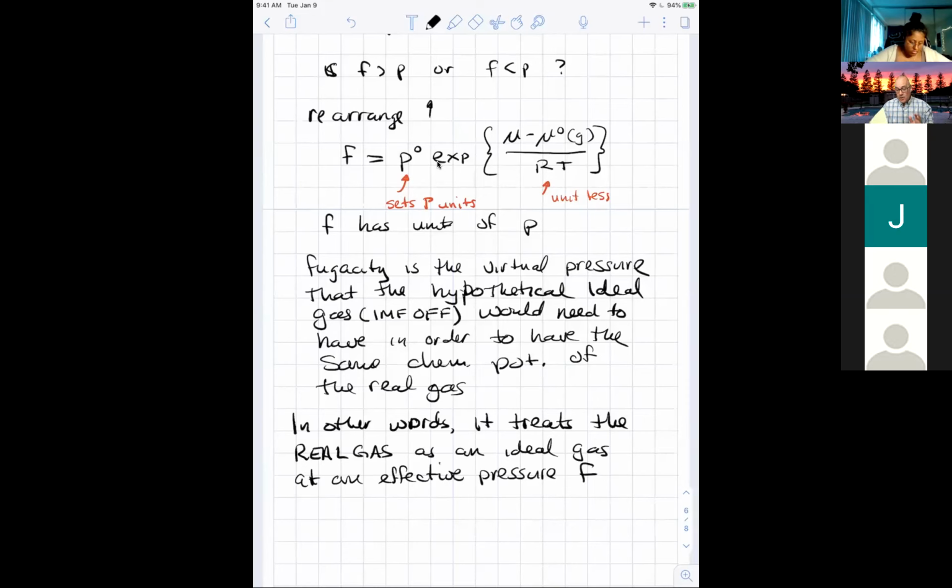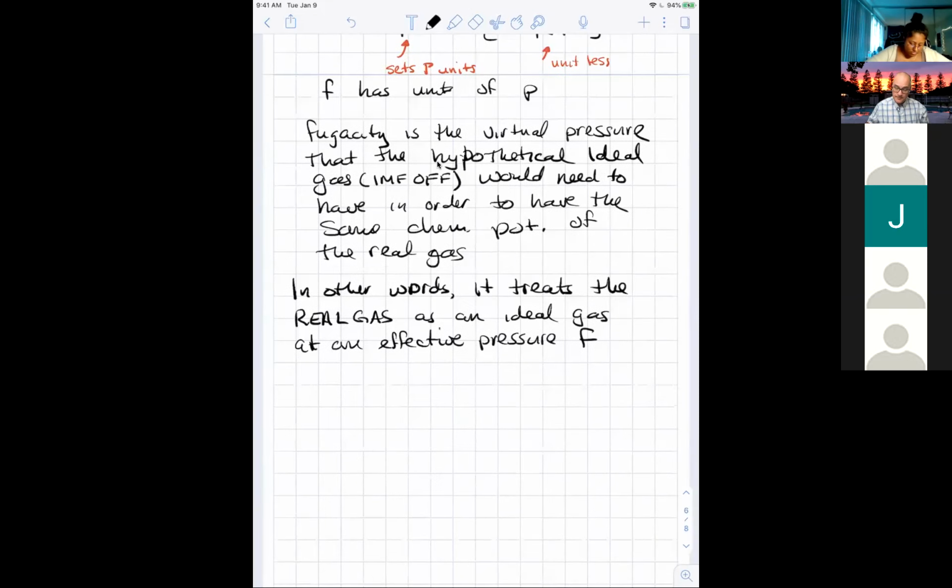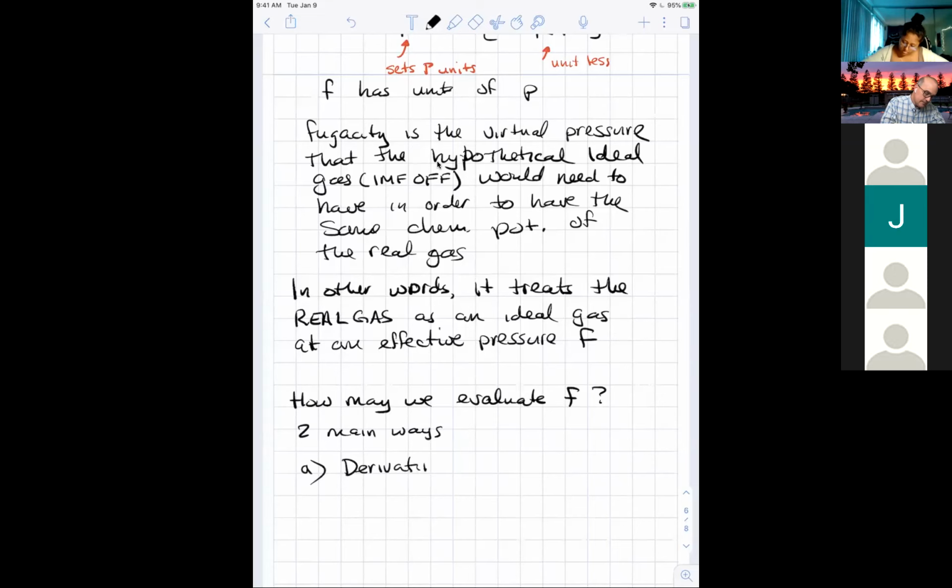Okay, so we're going to start to work with the fugacity and understand what the fugacity is with some simple relationships and examples. So how may we evaluate the fugacity? Okay, there's two main ways for now. The first is a derivation in Devoe.